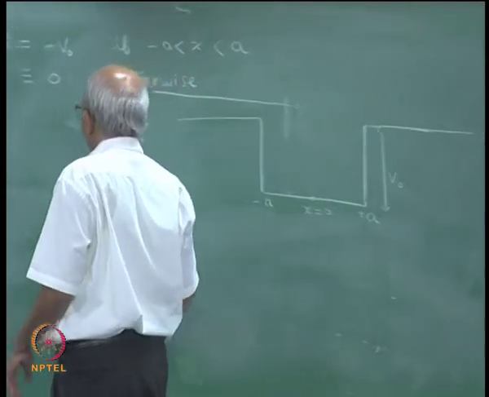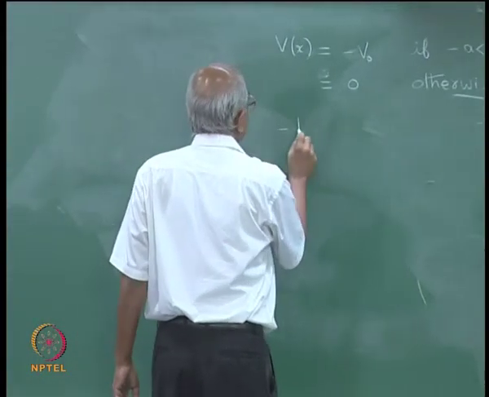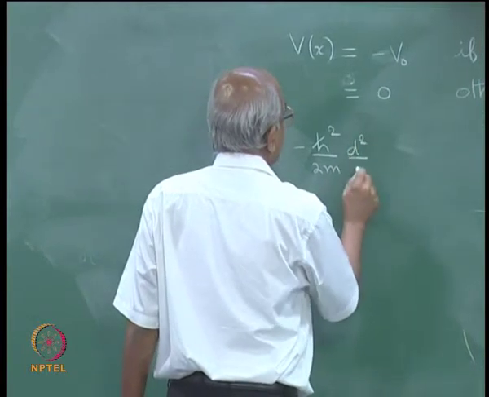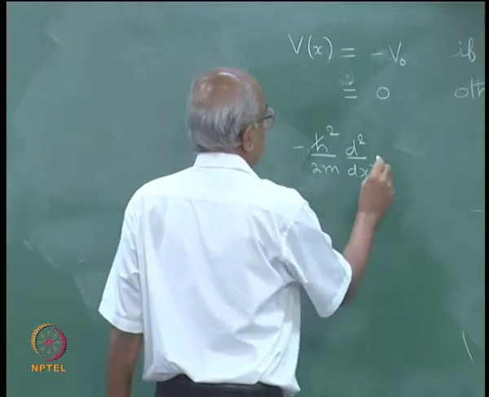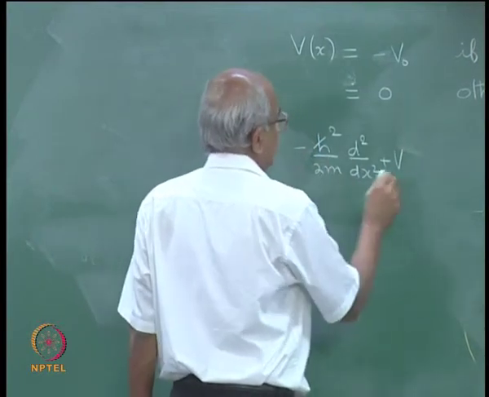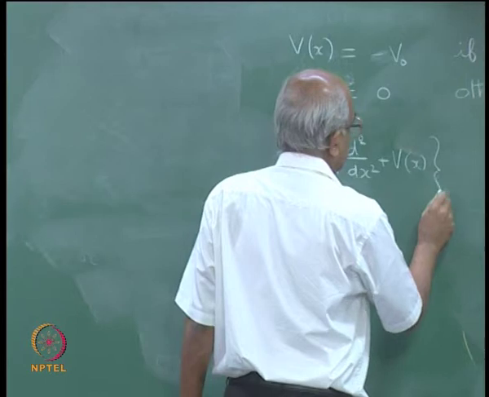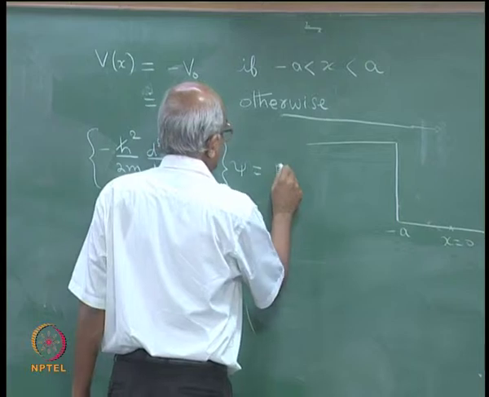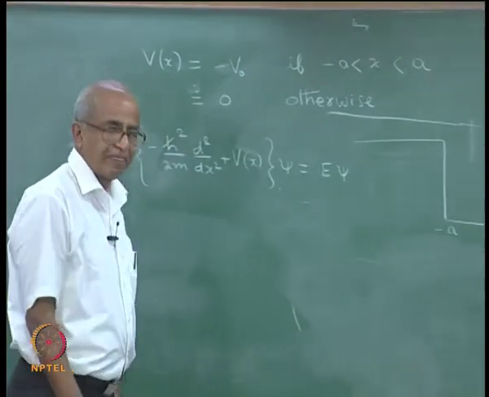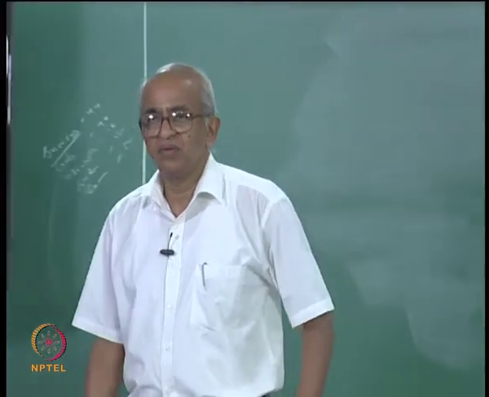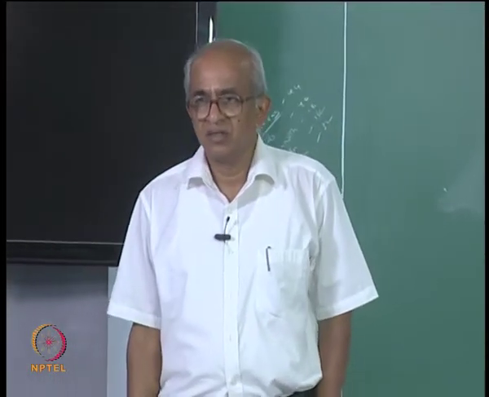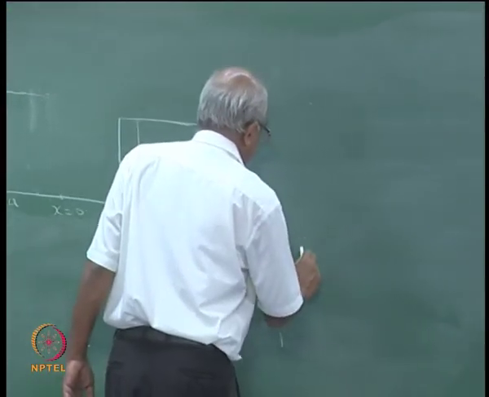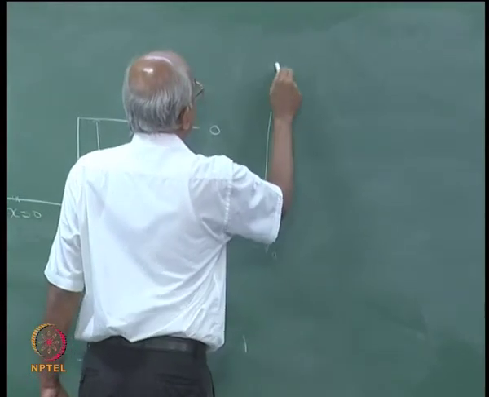So I will write the Schrodinger equation. In fact, I will only write the time independent Schrodinger equation, because we are looking for the stationary states of the system. I will have the Hamiltonian operator containing its kinetic energy and the potential energy, and this is going to operate upon psi, and the answer has to be equal to E psi. And as I told you, classically speaking, the energy of the particle can be anywhere between minus V0 to plus infinity.